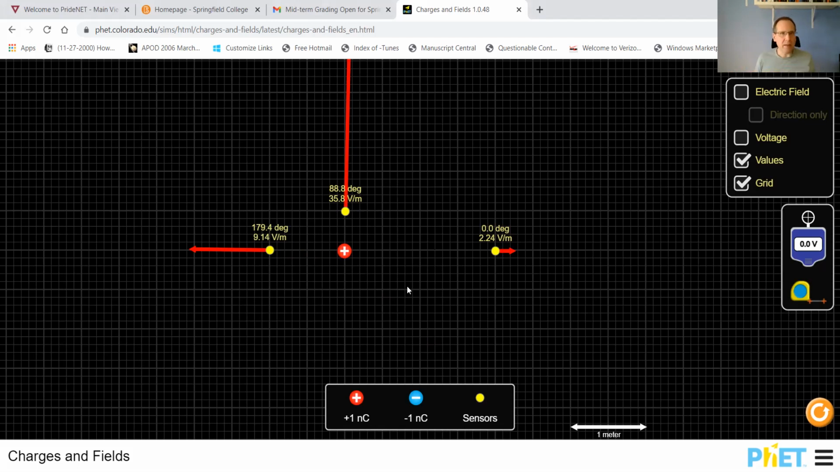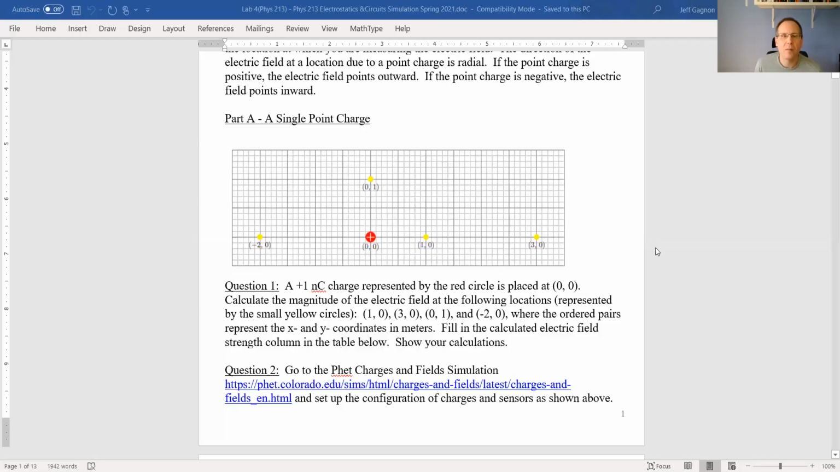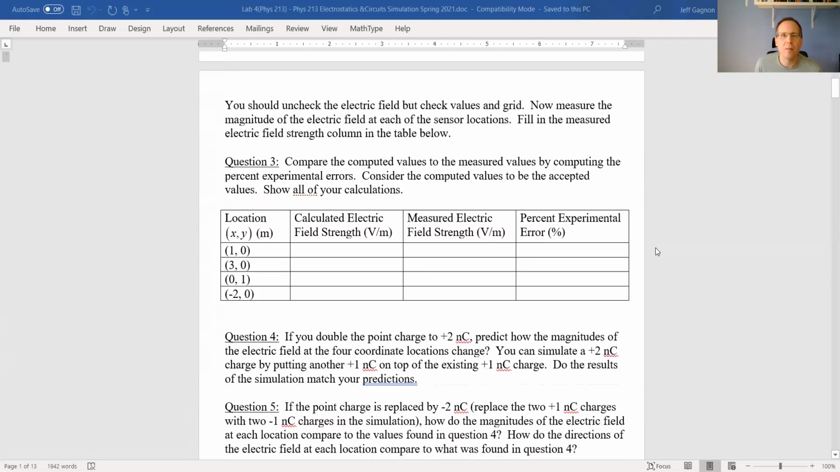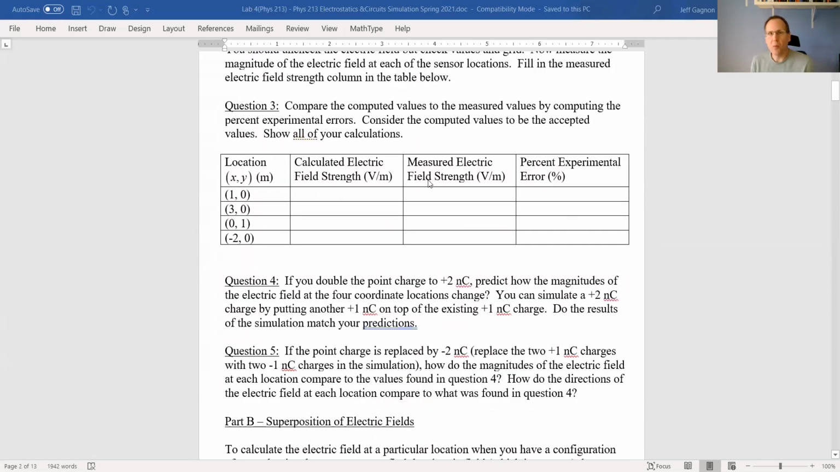All right, so that's the first part. The next part, let me go back to the handout. So once you have your calculated values, and again, this is question 1, you want to show me all those calculations, how you got those magnitudes. Then you have your measured values from the simulation. I want you to compare them by computing the percent experimental error. So compute the percent error for each of those 4 locations.